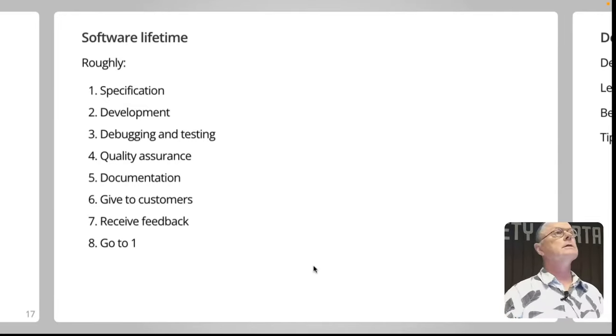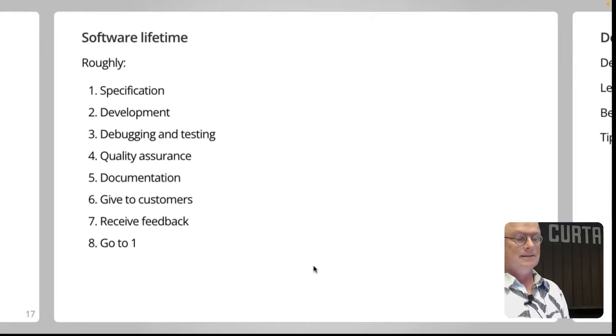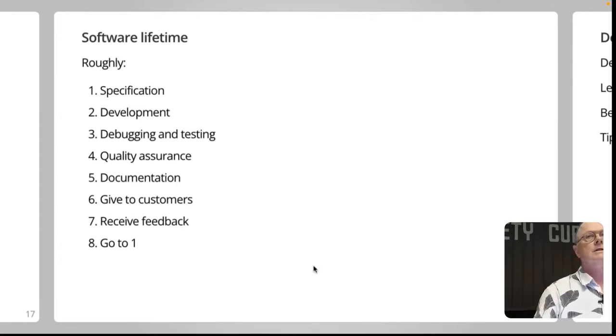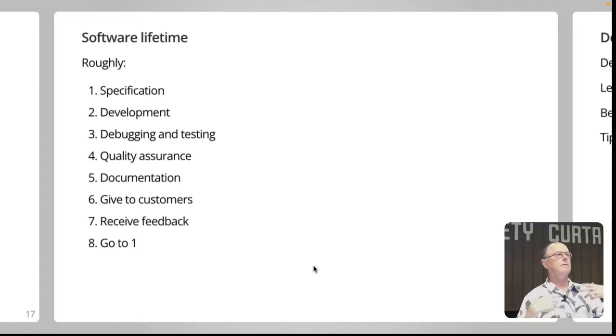Then you give it to the customers, and the customer says, this is great, but, and all of a sudden you're back at the beginning again. Oh, we got to change the specification, we got to change the program, we have to debug it again, we have to write new tests. And it's a continuous thing.